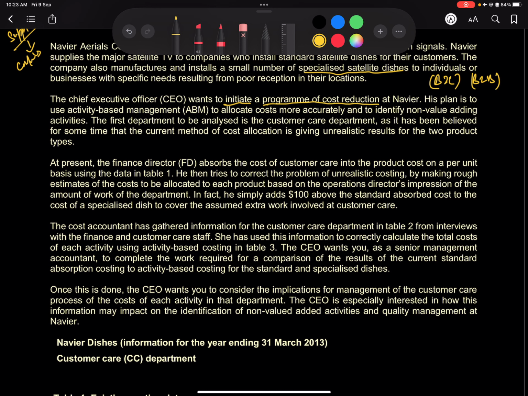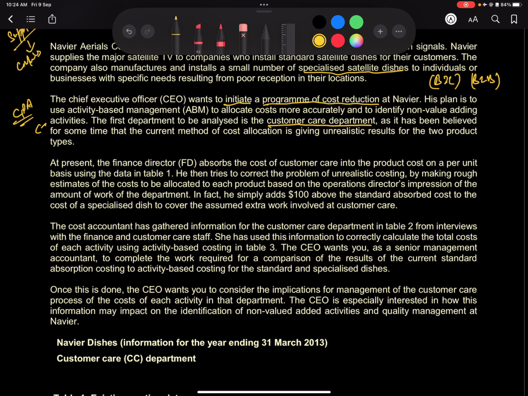The plan is to use ABM, activity based management, not ABC, to allocate costs more accurately and to identify non-value adding activities. That's what ABM is primarily designed to do. The first department to be analyzed is the customer care department. That's why the requirement also talked about customer care. We could do some kind of profitability analysis, CPA, customer profitability analysis.